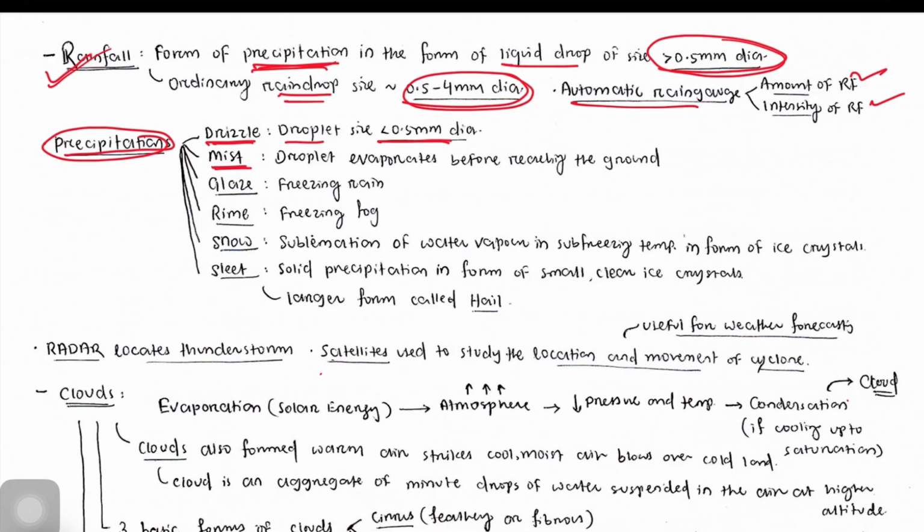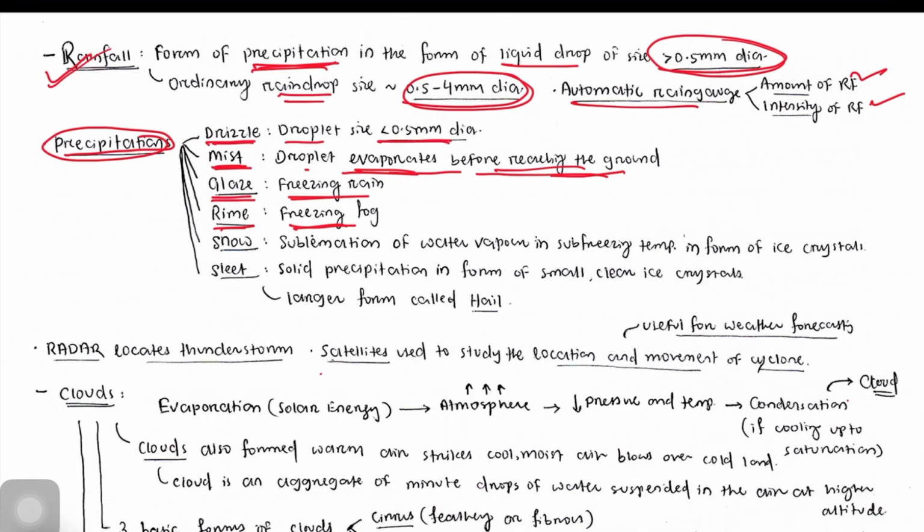Then another form of precipitation is mist. Mist means very fine particles of water that are falling and evaporate before they reach the ground. Okay, so if the droplet evaporates before reaching the ground, that is called mist. Then what is glaze? Glaze is freezing rain, rain at very low temperature. Then rime means freezing fog.